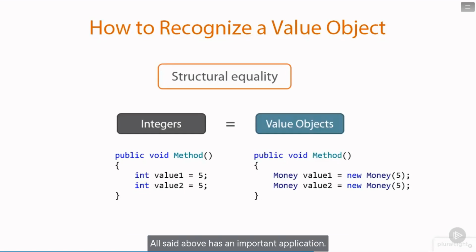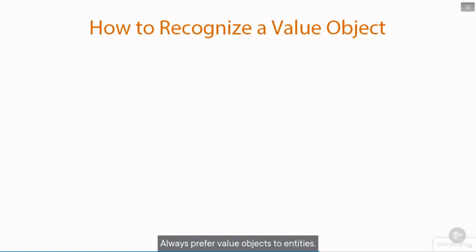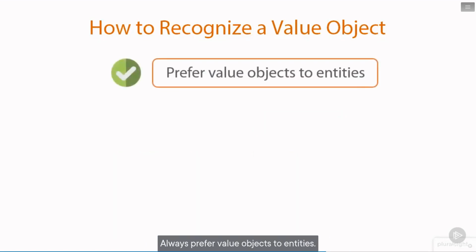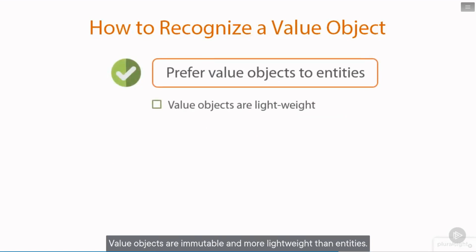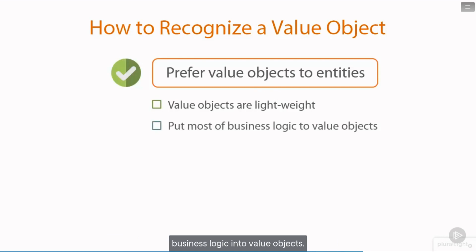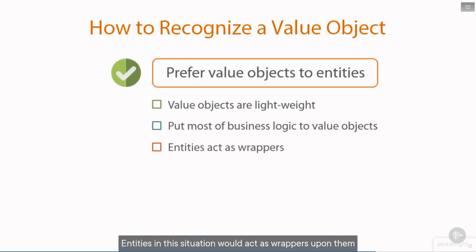All said above has an important implication. Always prefer value objects to entities. Value objects are immutable and more lightweight than entities. Because of that, they are extremely easy to work with. Ideally, you should always try to put most of the business logic into value objects. Entities in this situation would act as wrappers upon them and provide more high-level instructions.